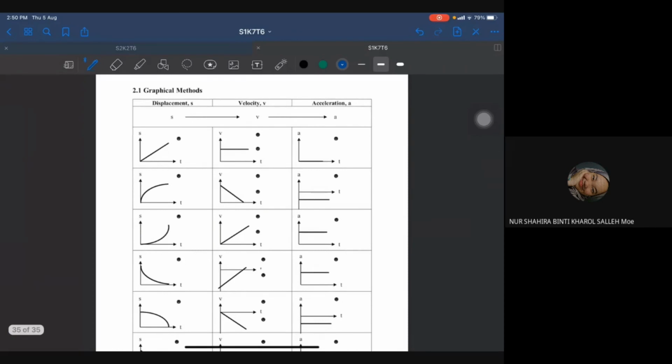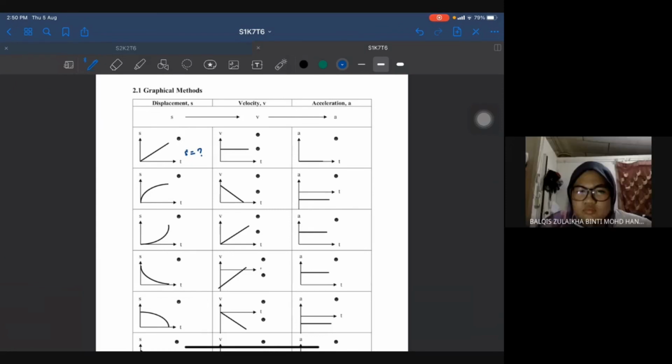So what I want you guys to do is that I want you guys to describe the motion dekat tepi ni. So contoh dekat sini, for graph S lawan T ni, example, what can you say about the person punya displacement? Okay, contoh kita ambil satu contoh straight, kita buat terus. Untuk example yang pertama tu, katakan kita ada objek. Objek tu bergerak ke tak? Objek tu bergerak. Kenapa? Sebab dia punya displacement bertambah. Ke kanan ke kiri? Ke kanan.